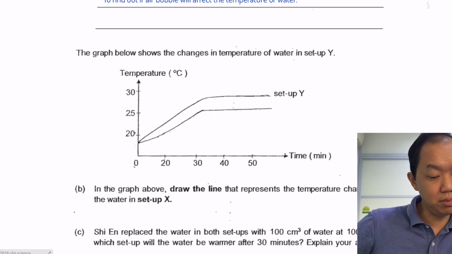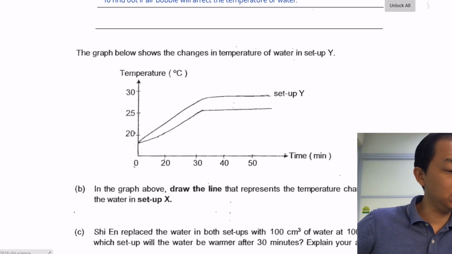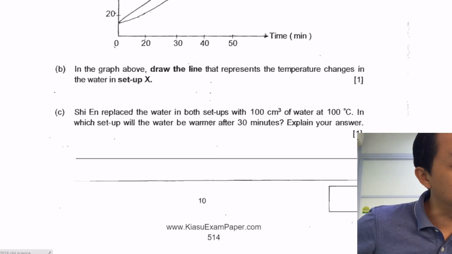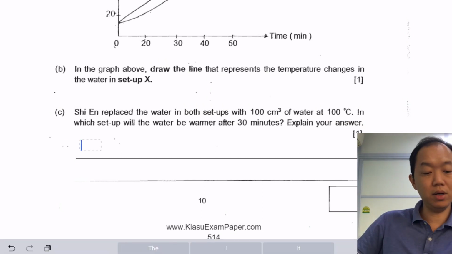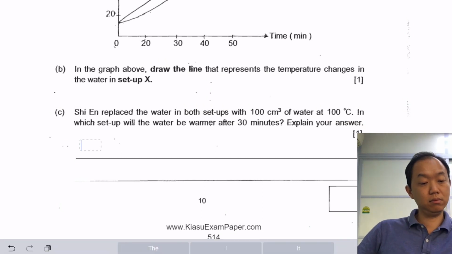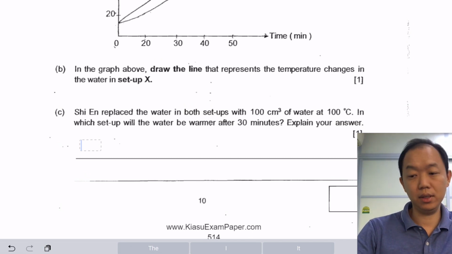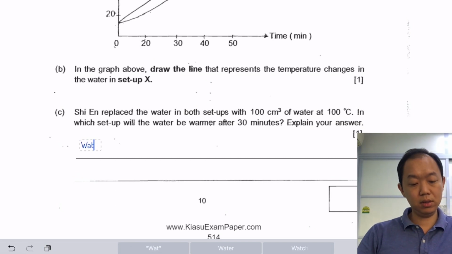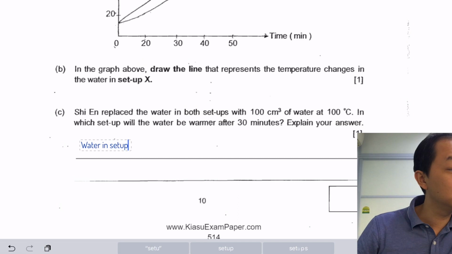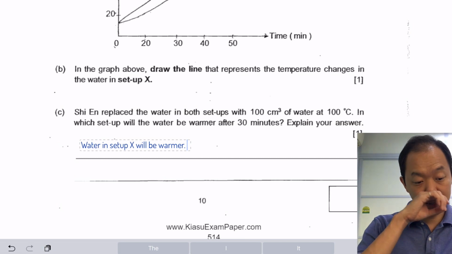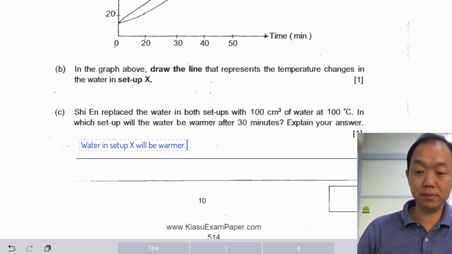Next, Schwann replaces the water in both setups with 100 cm cube of water at 100 degrees Celsius. In which setup will the water be warmer? So now instead of cold water, we put hot water. In which one will the water be warmer? Setup X, right? Why? The water in setup X will be warmer because air is a poor conductor of heat.